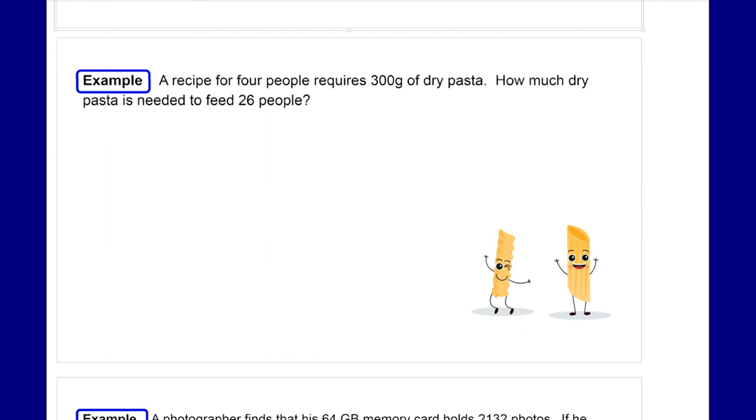So what we're going to do is set up one fraction, or one proportion, with the information that we know for sure, and we're going to compare it to another one with an unknown piece of information.